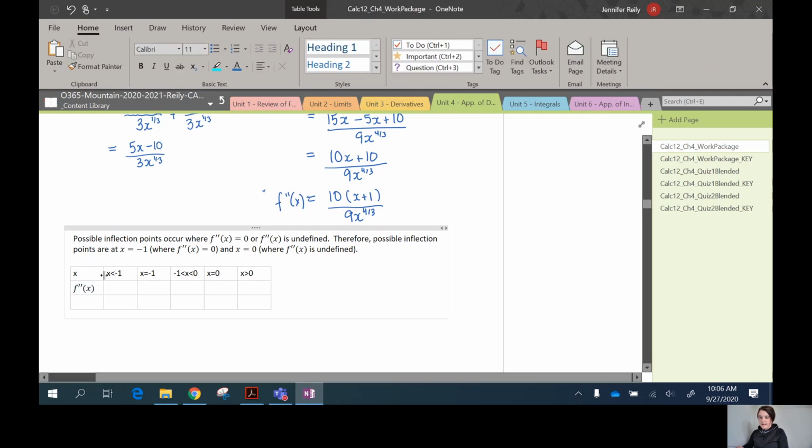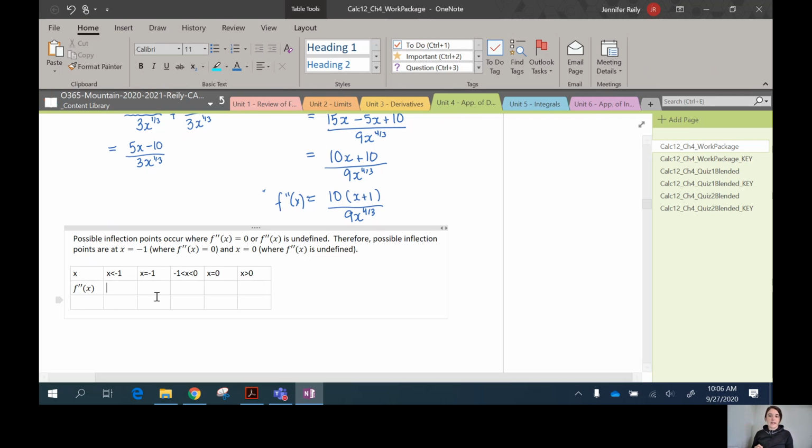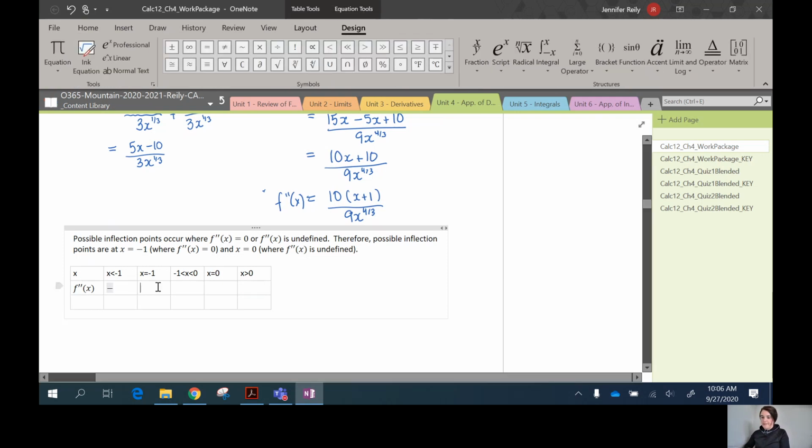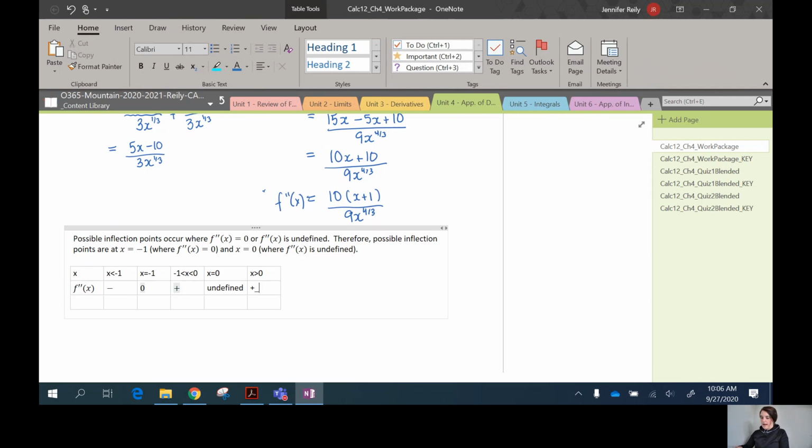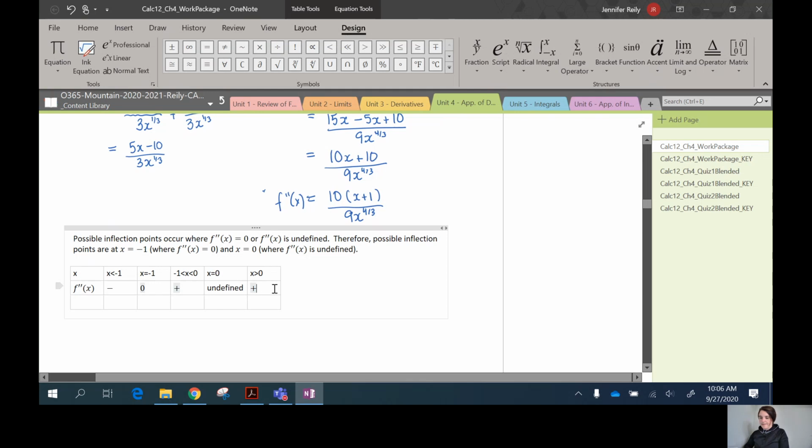F''(x). Okay, so here's where you need to test. Remember, just pick any value in the region that's easy to test. I'm not going to actually tell you what the numbers are here. I tested -2, and I found the second derivative was negative. At -1, remember, it was 0. I chose to test -0.5 in this region, and I found that the second derivative was positive. The second derivative was undefined at 0, and for x greater than 0, I chose to test x equals 1, and I found that it was positive.